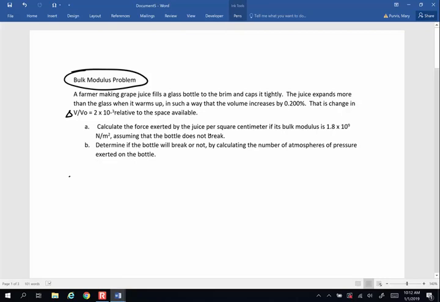What's the force exerted by the juice per square centimeter if the bulk modulus is 1.8 times 10 to the 9th newtons per square meter, and assuming the bottle does not break. So let's do part A first.